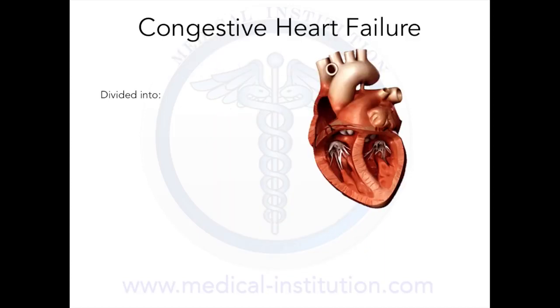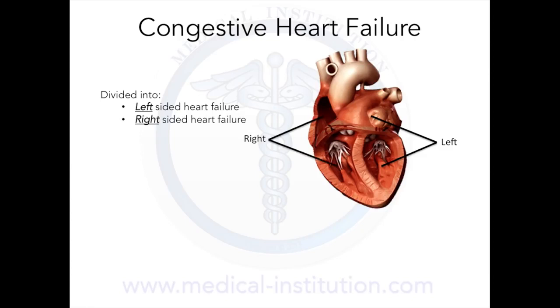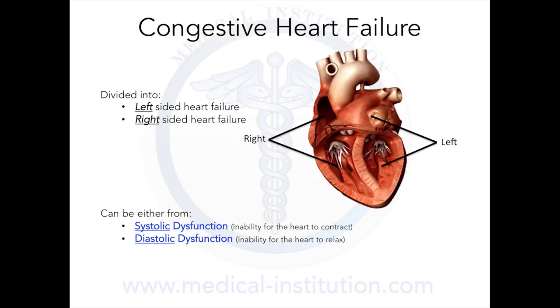We can divide heart failure into left-sided heart failure, which includes the left atrium and the left ventricle, or right-sided heart failure, which includes the right atrium and the right ventricle. Now, heart failure can be either due to systolic dysfunction, which is the inability of the heart to contract and push out the blood, or diastolic dysfunction, which is the inability of the heart to relax.